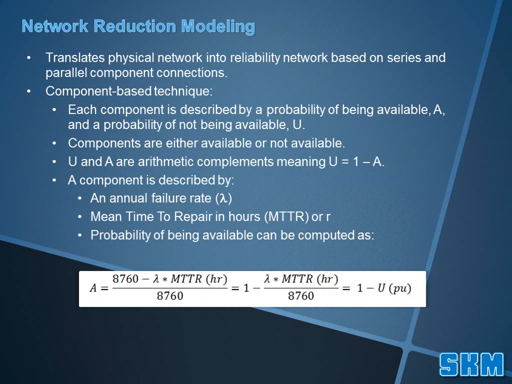Each component is described by a probability of being available and a probability of not being available. Components are either available or not. A component is described by the annual failure rate, mean time to repair or restore, and the probability of being available, which is a computed value.